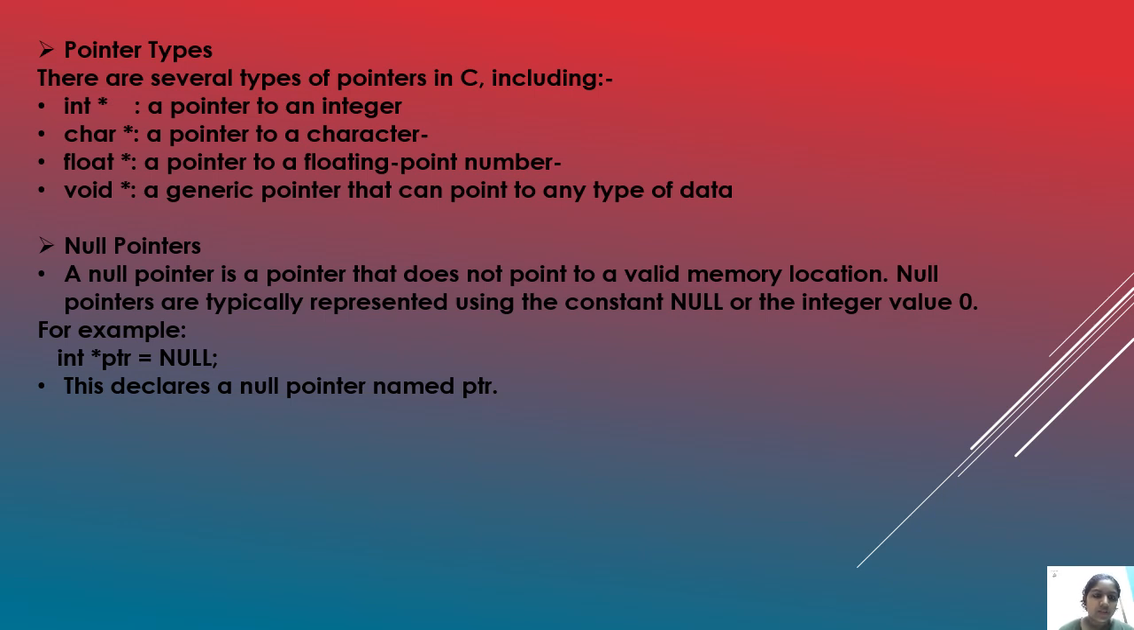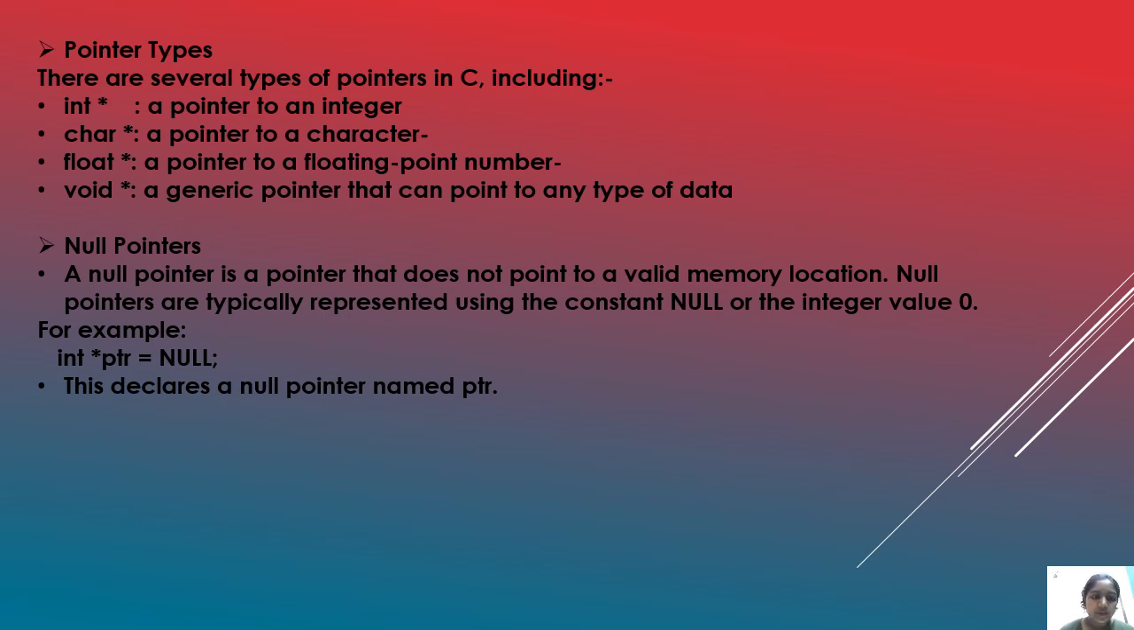Pointer types. There are several types of pointers in C, including int, character, float, void. Int, a pointer to an integer. Character, a pointer to a character. Float, a pointer to a floating point number. Void, a generic pointer that can point to any type of data.